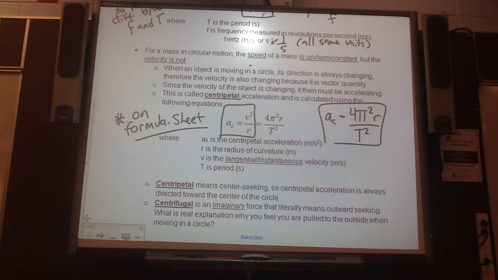Talk about it at your tables for a minute. Why didn't it keep going in a circle? Why does it move in a straight line when it's let go?